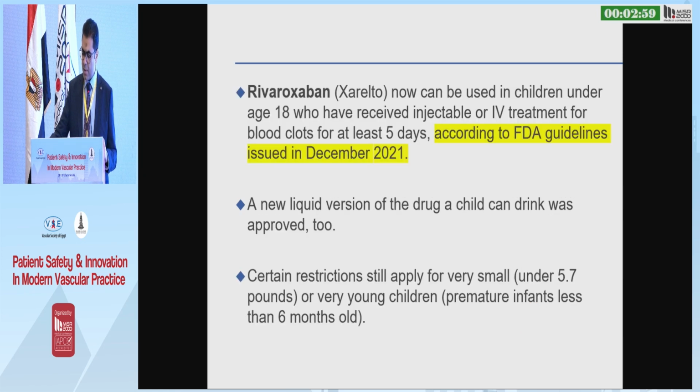And lastly, in December 2021, the FDA approved the use of rivaroxaban in children. And a new liquid version of the drug that the child can drink was approved also. But certain restrictions were still applied in a small body weight under 5.7 pounds or premature infants and less than 6 months old.